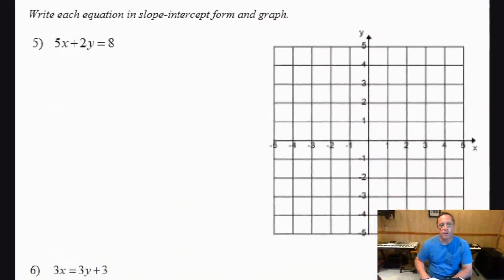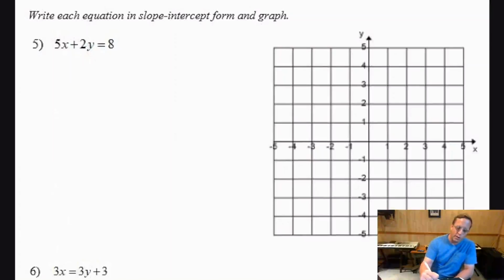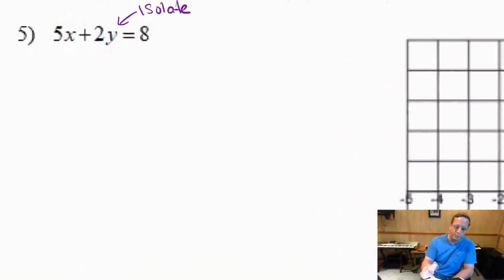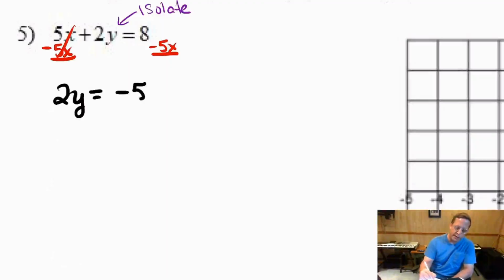Number 5 is our first one where we don't have it in slope-intercept form. So when we want to get it in slope-intercept form, you need to get y by itself. We want to isolate the y. That's what we want to do. Subtract 5x from both sides. And this just becomes an exercise in inverse operations. So you got 2y equals, I'm going to write it negative 5x plus 8.